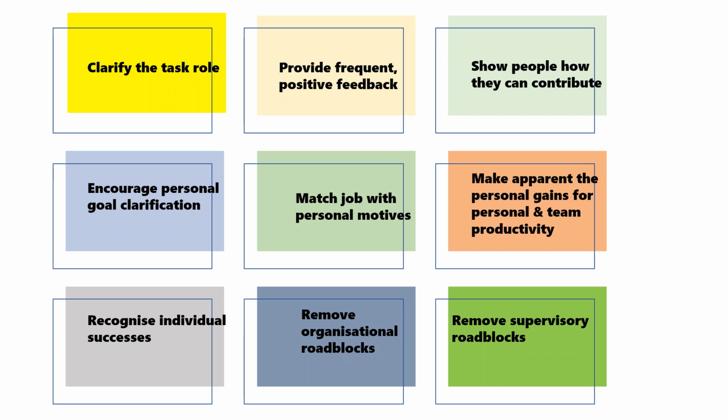Recognise individual success. Try wherever possible to remove organisational blocks. And I say wherever possible because some of them are very difficult to remove and may not be removed, but do what you can to try to help with that. And ultimately remove any supervisory roadblocks. These are the roadblocks that are within you. And of course, practice some of the things that we've learned today and have an honest look in the mirror occasionally and work out what you might be doing or not doing that's actually leading to an environment that's not as motivating as it could be. Folks, any questions before we finish?